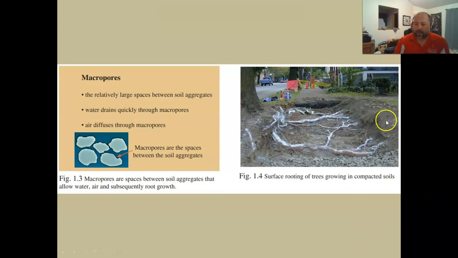If you look here, this is much more of a massive look, where it's just pushed together. It doesn't have a good structure to it. And when you don't have good structure, you're not going to have a high aeration capacity. Aeration capacity is just how much large pore space, or macropore space, you have. So you're not going to have good aeration capacity if you don't have good soil structure.